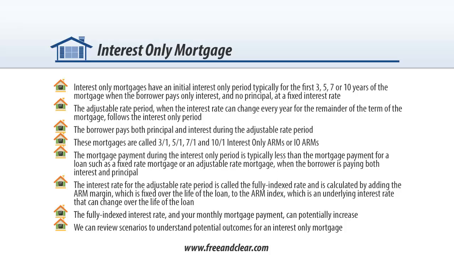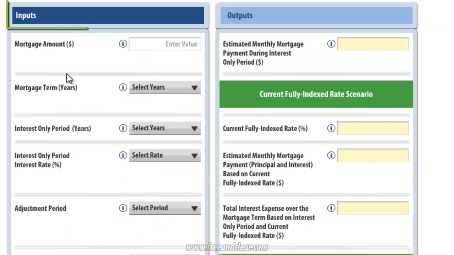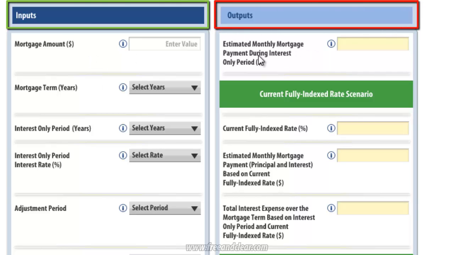Because it is impossible to predict future interest rates, we do not know exactly what the payments for an interest-only mortgage will be after the interest-only period, but we can review multiple scenarios to understand potential outcomes. I'm going to walk through the calculator now. As you can see from the way the page is laid out, the inputs to the calculator are on the left side of the page, and the outputs to the calculator are on the right side of the page.